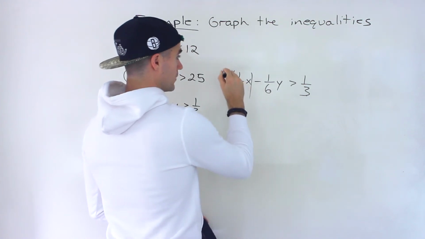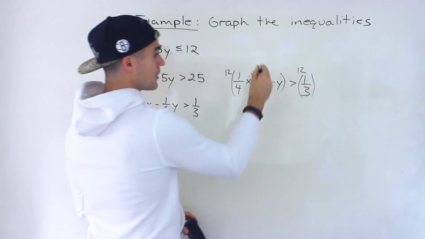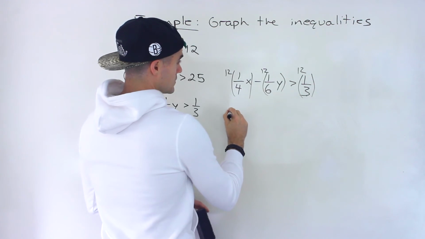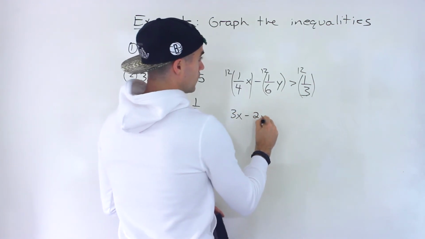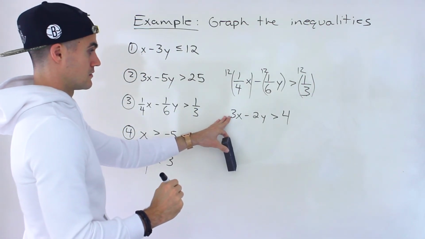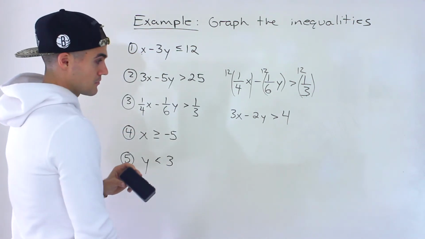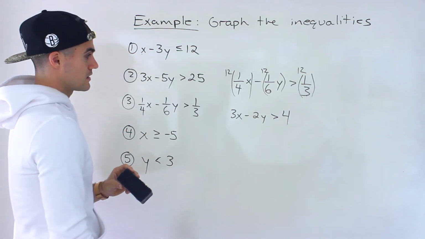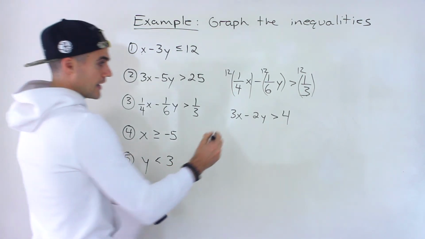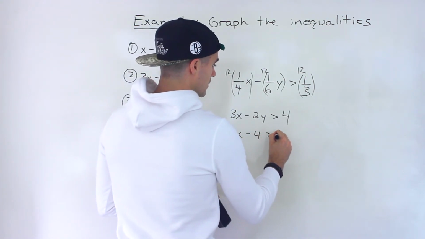So I could take this multiplied by 12, take this multiplied by 12, take this multiplied by 12. Because I'm multiplying by a positive number, we don't have to worry about flipping that inequality sign. So this would end up being 3x minus 2y is greater than 4. So this inequality and this inequality are actually the exact same thing. It's the exact same solution. So if you don't want to work with fractions, you can do that. And then isolating for that y may be a bit easier.